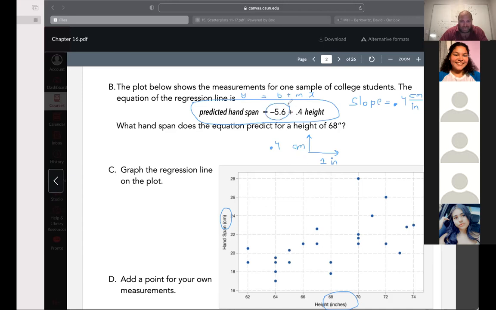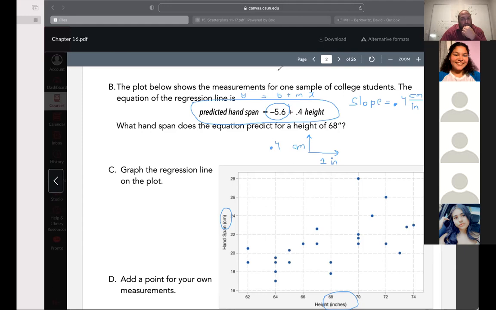Okay, now what is this guy here? Negative 5.6. What does that mean? Not whether it makes sense, but what does it mean?